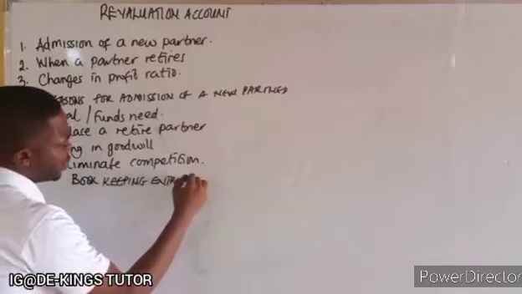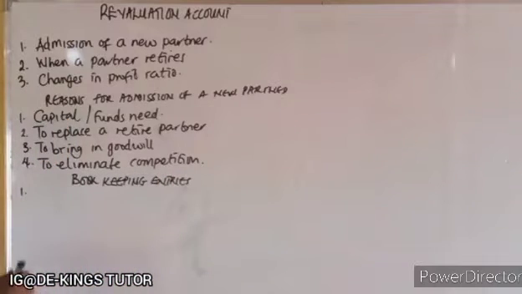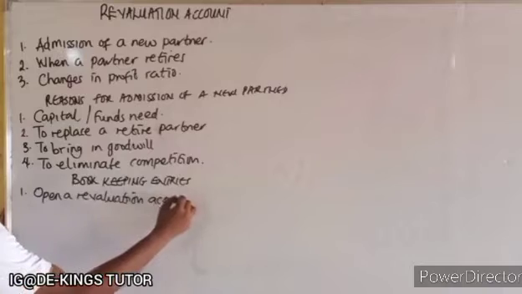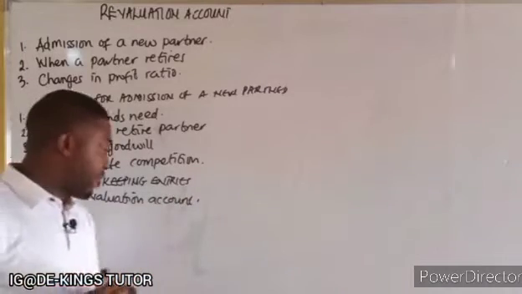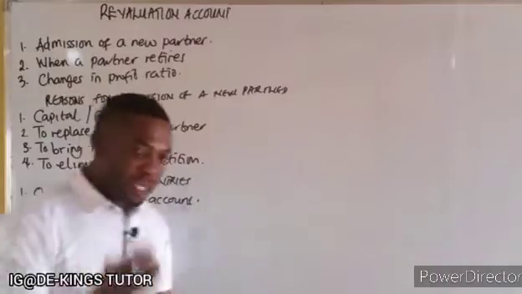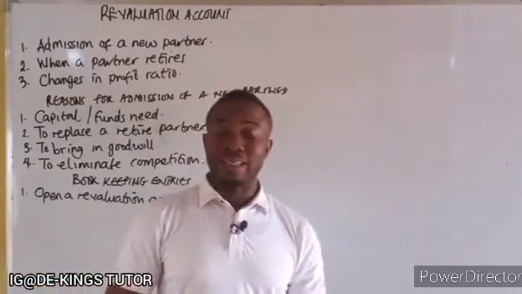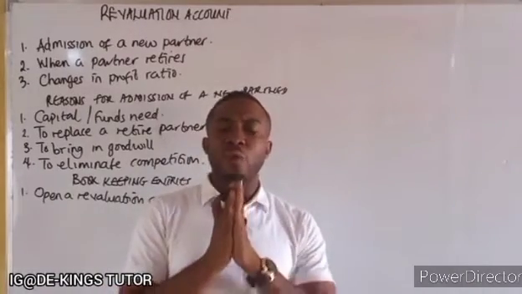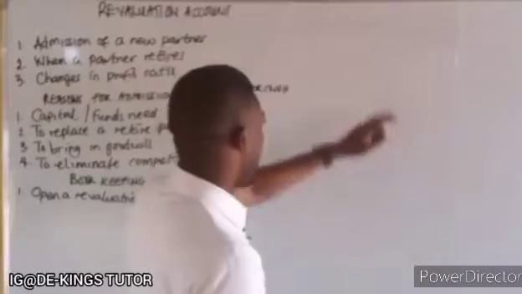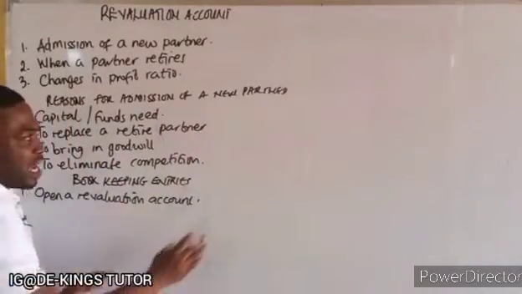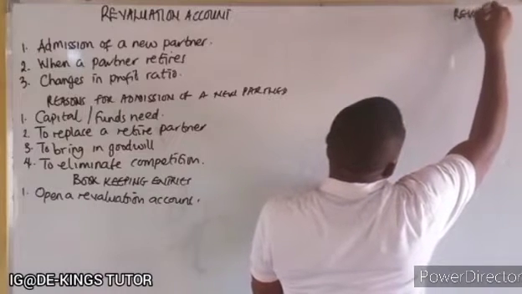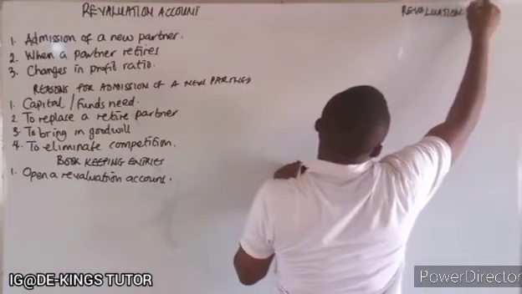The bookkeeping entries. Number one, to open a revaluation account. For instance, if we are given a question and they gave us some assets under the additional information, saying that these assets have been revalued, what do we do? You have to open a revaluation account. Now, once I'm showing the entries here, I'll show the accounts here. So for instance, you open a revaluation account. Now, the revaluation account will look thus.